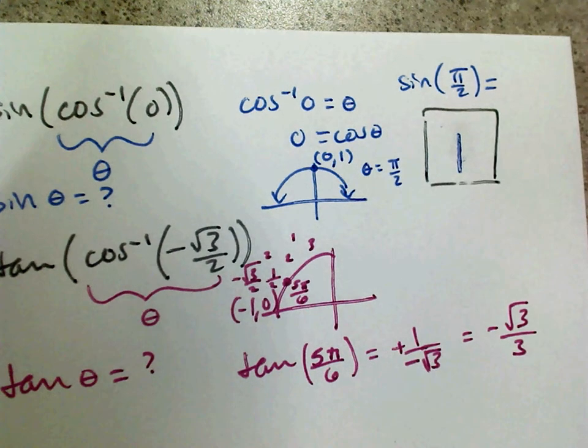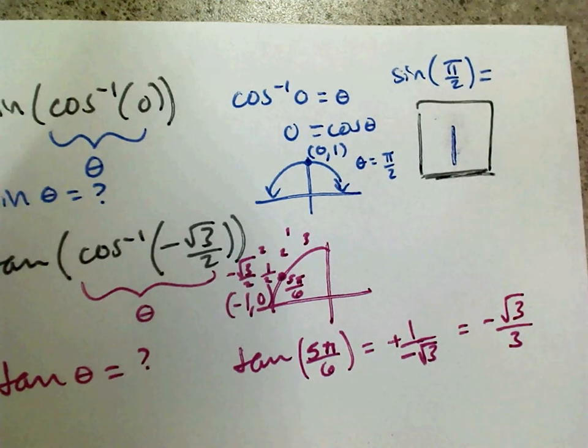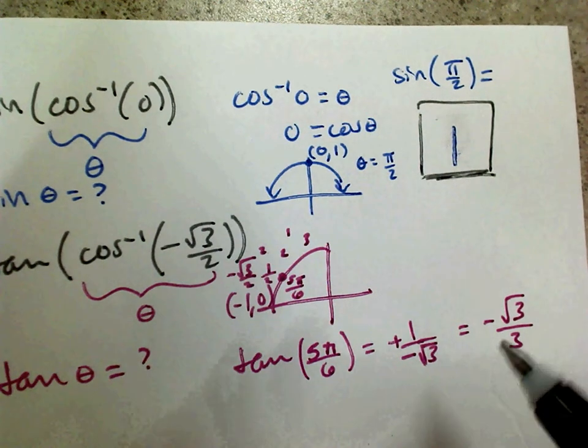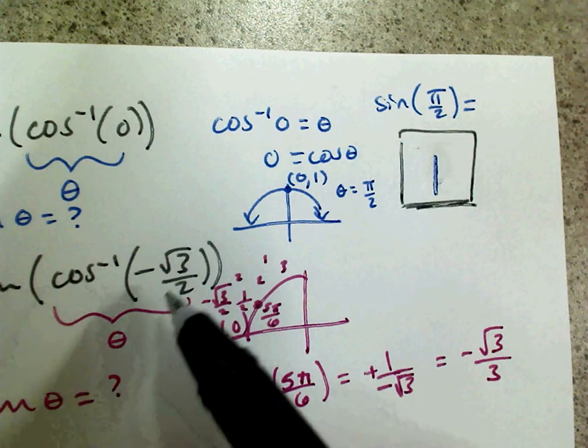Okay, so number 103. Yeah, so we found the angle. It was 5 pi over 6, and then we were supposed to find tangent of that angle, and we got negative square root of 3 over 3. So that is the answer to 103.